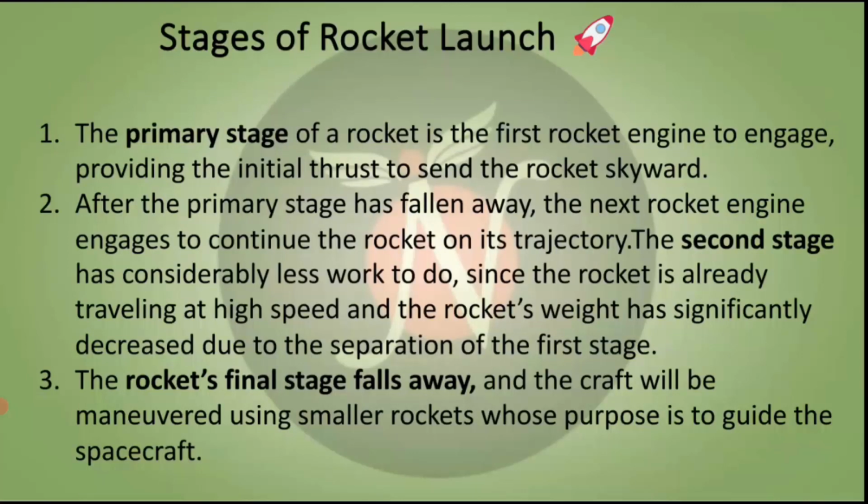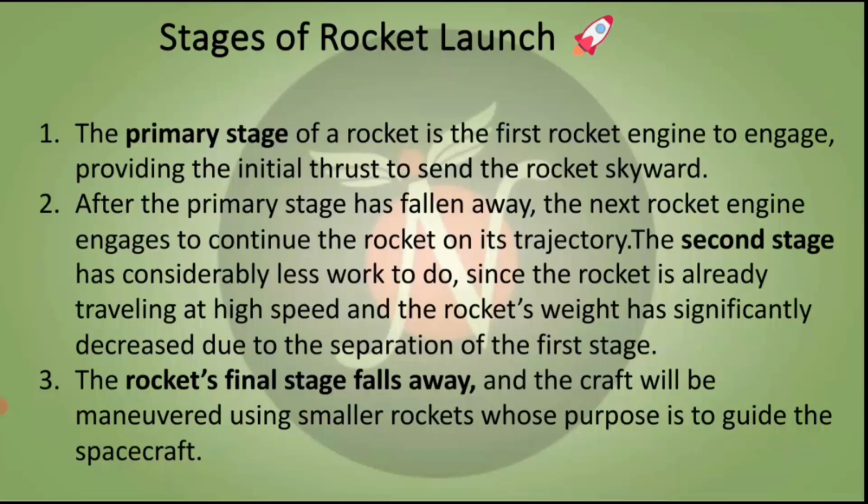Then we will see stages of a rocket launch. The primary stage of a rocket is the first rocket engine to engage, providing the initial thrust to send the rocket skyward. Second, after the primary stage has fallen away, the next rocket engine engages to continue the rocket on its trajectory. The second stage has considerably less work to do since the rocket is already traveling at a very high speed and the rocket's weight has significantly decreased due to the separation of the first stage.